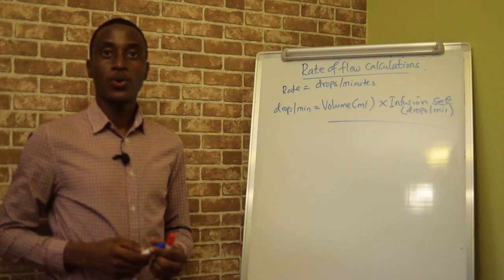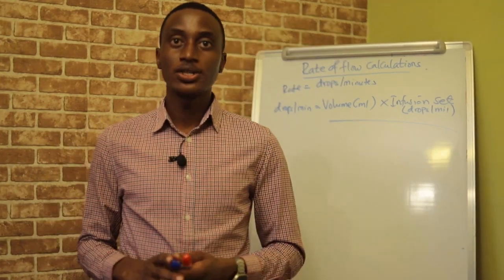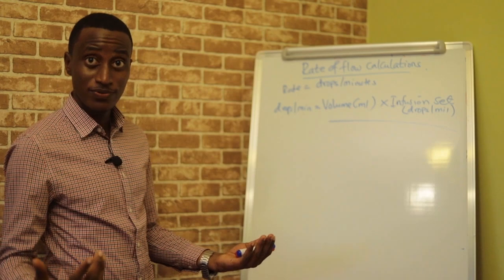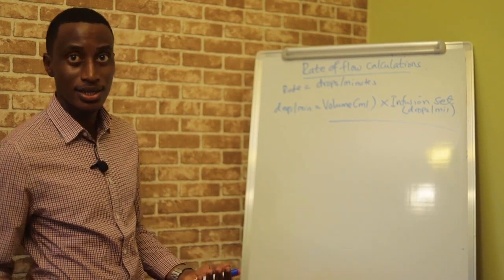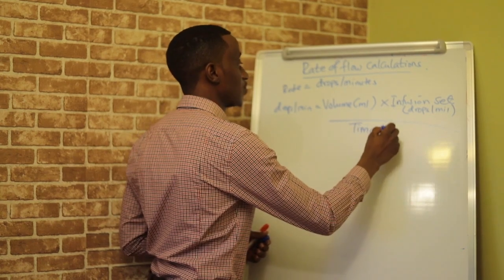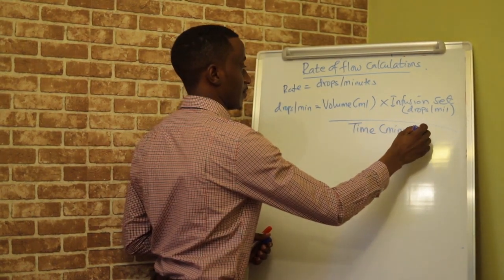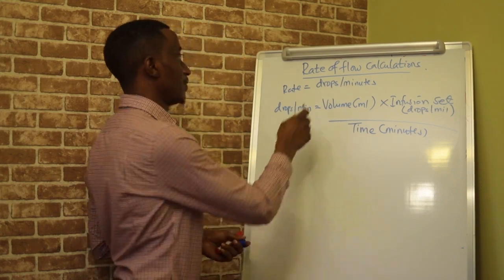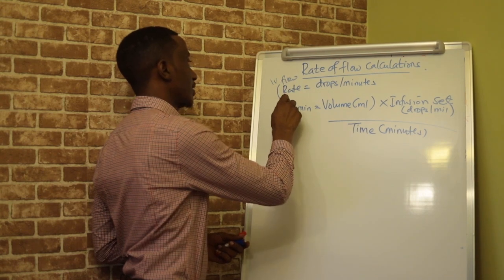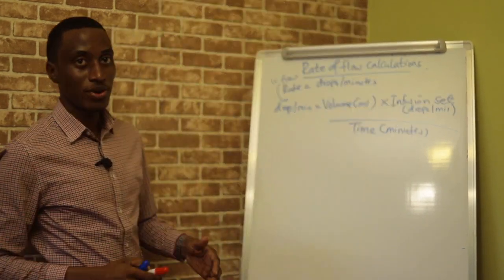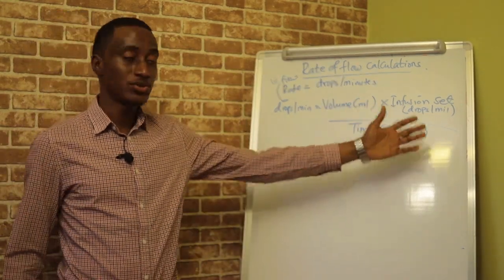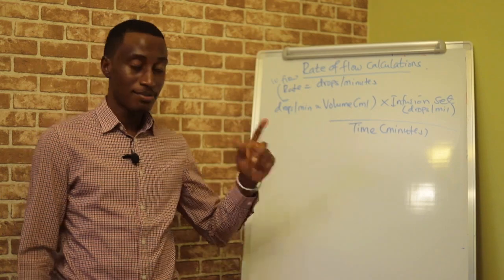Then you need to know for how long you need to administer this intravenous infusion. Maybe that is dextrose infusion, normal saline infusion, lactated Ringer's, and whatever. So you need to know the time in terms of minutes. Having this, you shall have the rate of flow. So the IV flow rate in terms of drops per minute is equivalent to volume in mils, volume to be administered to the patient, times infusion set in terms of drops per mil, divided by time in minutes.